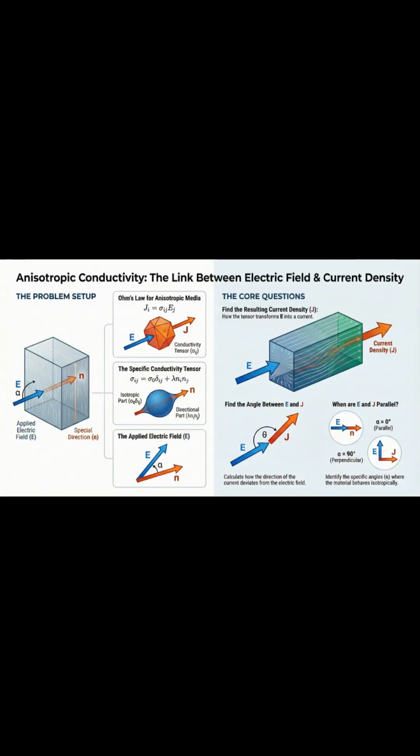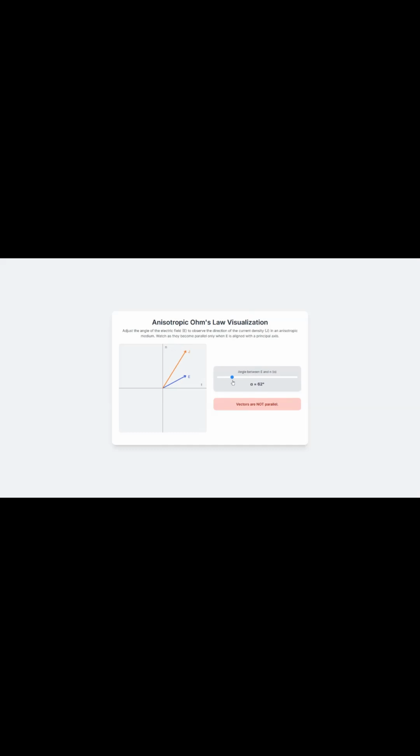This is the brief on the mathematical and physical relationship between the electric field and current density within anisotropic media. So, what's this all about? We're diving into Ohm's law, but for some really interesting materials called anisotropic media. These are substances where electrical properties, well, they change depending on the direction you measure them.